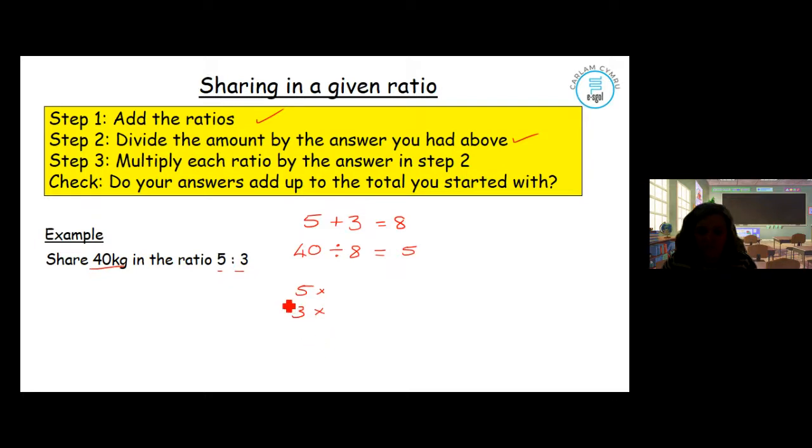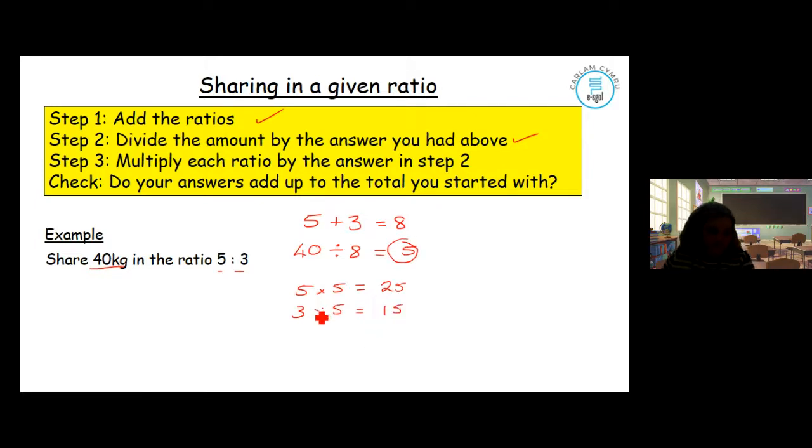So the 5 and the 3 are from the ratios. And then I have this number here, the 5 that I've just worked through, and I'm going to multiply them both by that. Okay, so 5 multiplied by 5 is 25. 3 multiplied by 5 is 15.